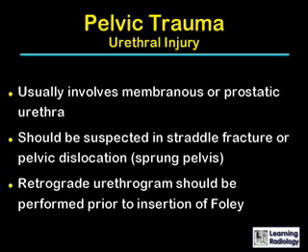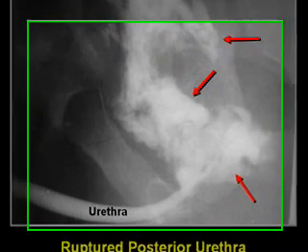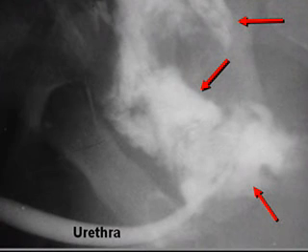Urethral injuries usually involve the posterior urethra, the membranous or the prostatic urethra. They should be suspected in straddle fractures or in pelvic dislocations, sprung pelvis. A retrograde urethrogram, a RUG, is usually performed prior to the insertion of a Foley catheter so as not to worsen the condition. This is an example of a rupture of the posterior urethra.